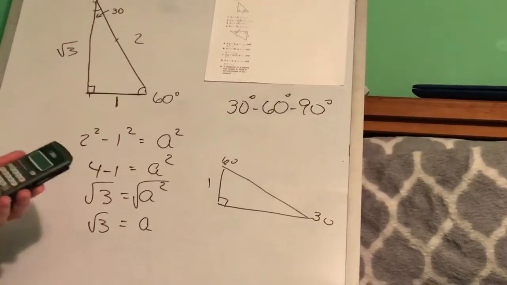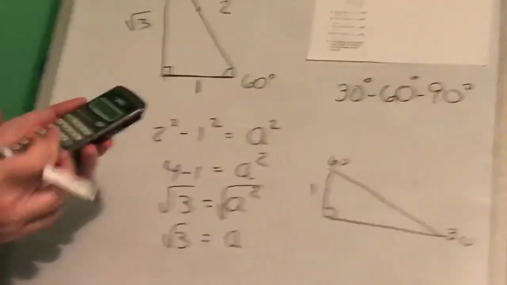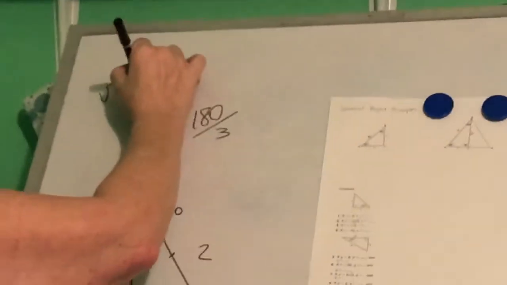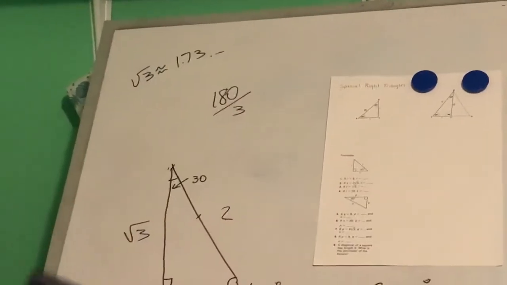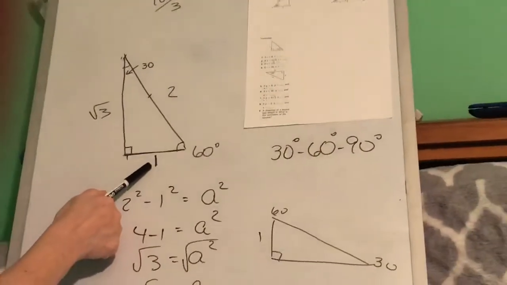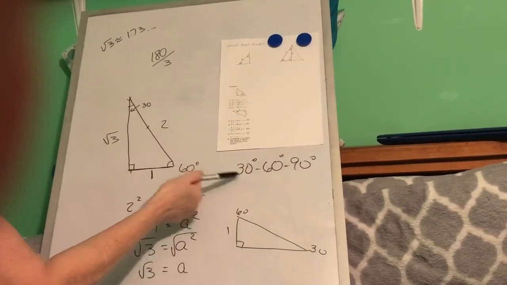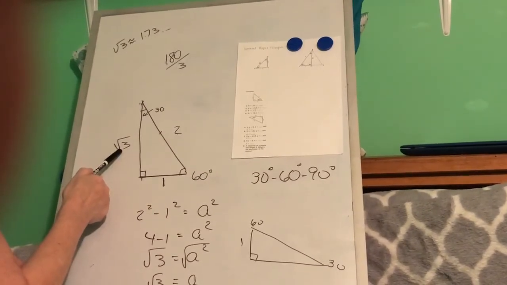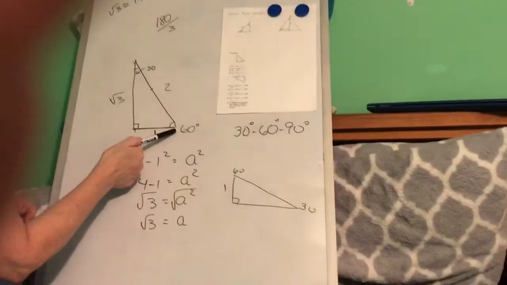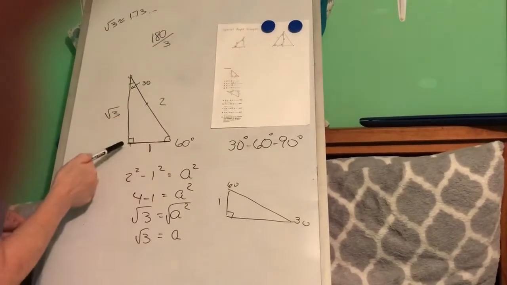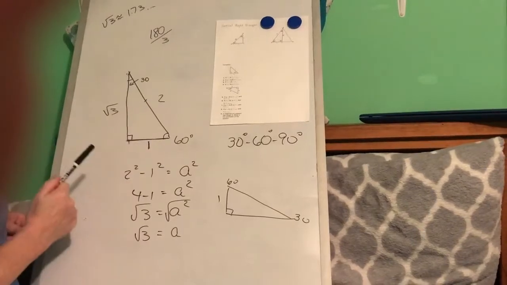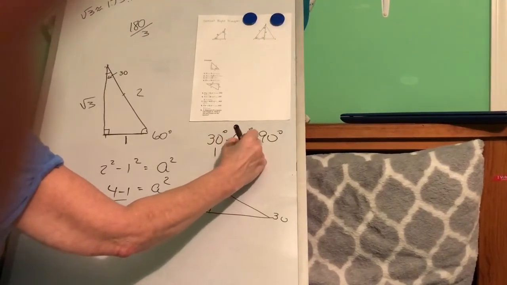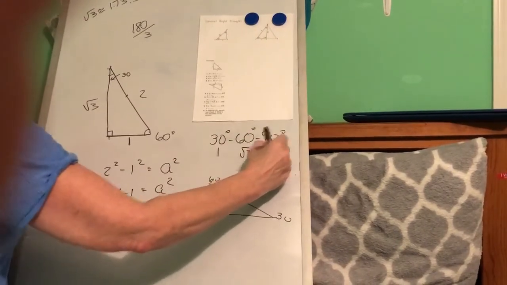So get your calculator for just a minute and put 3 in and take the square root. And it's approximately 1.73. It goes on and on. So you can see that 1 is the smallest number and it goes across from 30. Square root of 3 is the next largest number. It goes across from 60. And 2 is the largest number. It goes across from the 90. The hypotenuse is always the longest side. So we have 30 goes with 1, 60 goes with square root of 3, and 90 goes with 2.